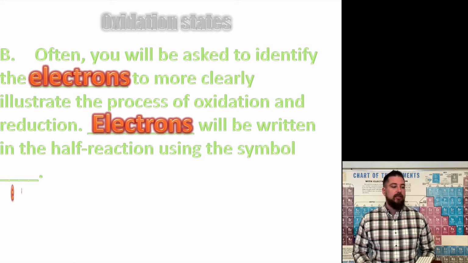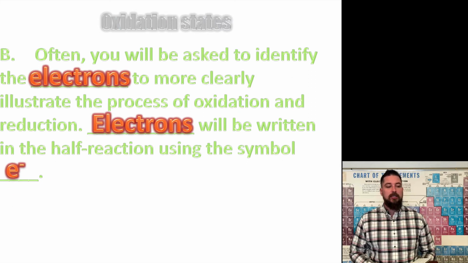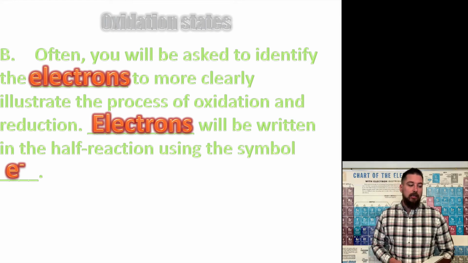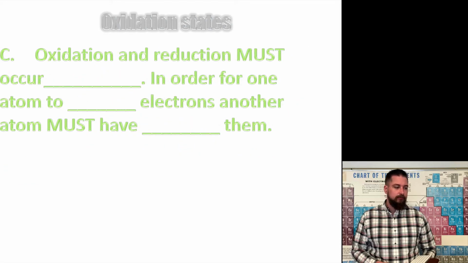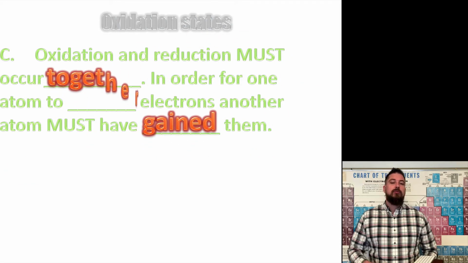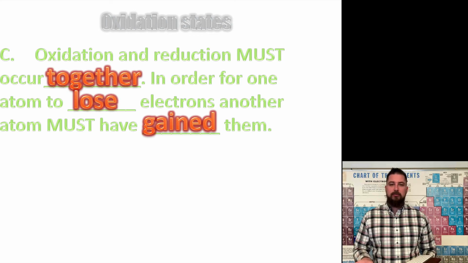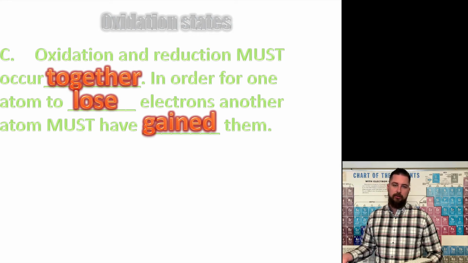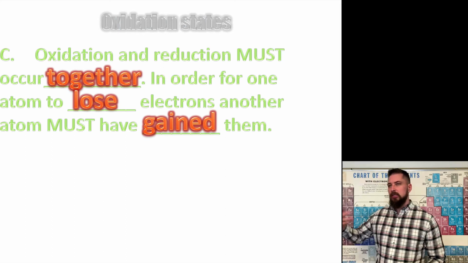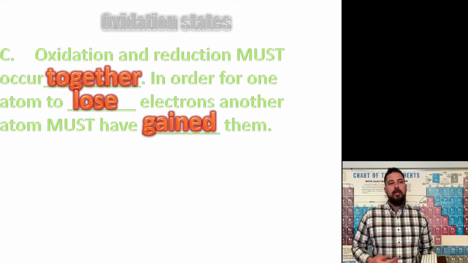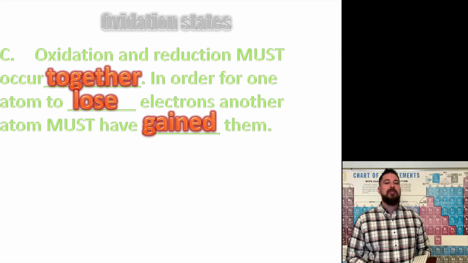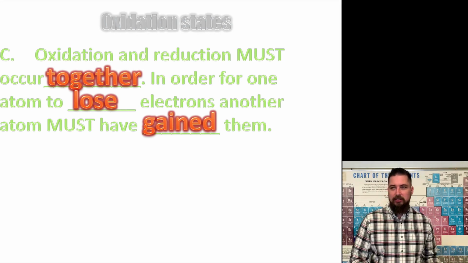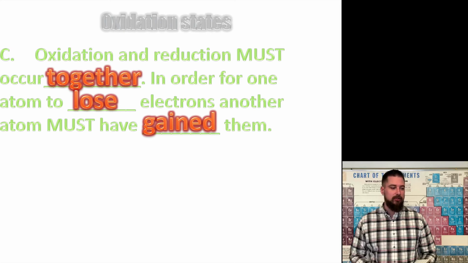Often you'll be asked to identify the electrons to more clearly illustrate the process of oxidation and reduction. Electrons will be written in the half reactions using the symbol e with a negative sign. That's how we'll represent electrons within the half reactions themselves. Oxidation and reduction must happen at the same time, and that makes total sense because what is oxidation? Oxidation is the losing of electrons. If something is losing electrons, that means something else must be gaining electrons, and so you cannot have oxidation without reduction. They both have to occur at the same time. So if you see that something is being oxidized, but nothing is being reduced, that means you're doing something wrong.